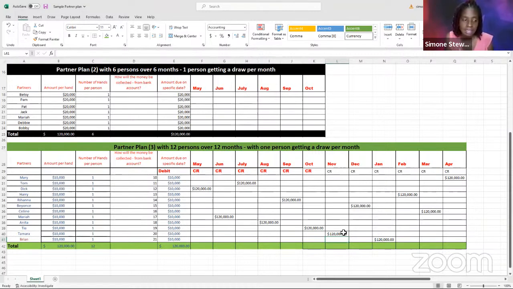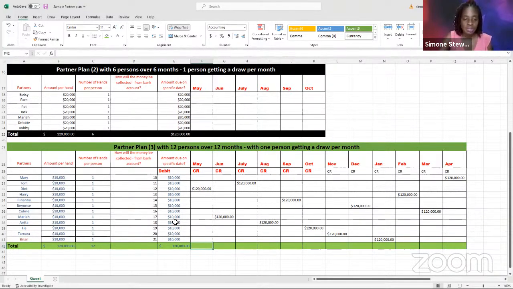It's a quick and easy way to do so. Now, if you look, guys, what you should have is that each month, because we're doing it over a 12-month period, each month should have one person getting a draw. So if you're looking at what I'm doing, you'll notice that you're seeing 120 in each month. And to make sure that your table is balanced, you look at the debit, which is when you put all the $10,000 together, you get 120, and the credit, but if you know your accounting, debit must equal credit.